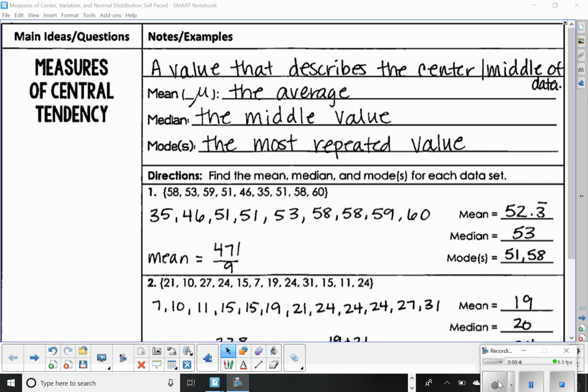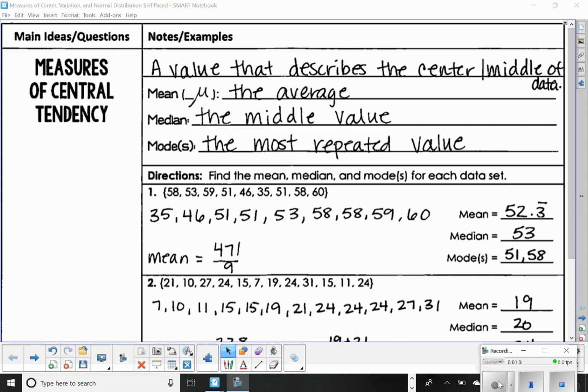The median is the middle value. To find the median, you must put your data in order and then find the middle item. The mode is the most repeated value. You could have a mode, it could be bimodal, meaning two modes, or multimodal, meaning there are several modes, or there might be no mode at all if not a single item is repeated.